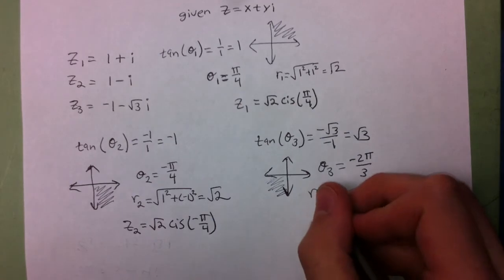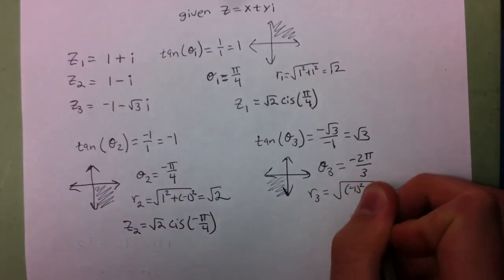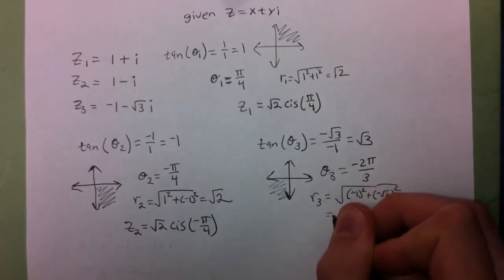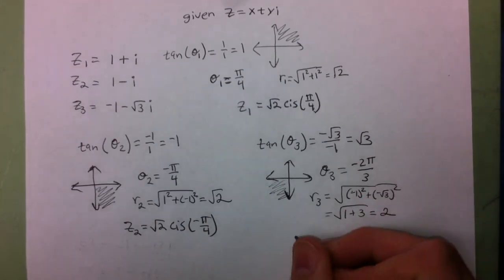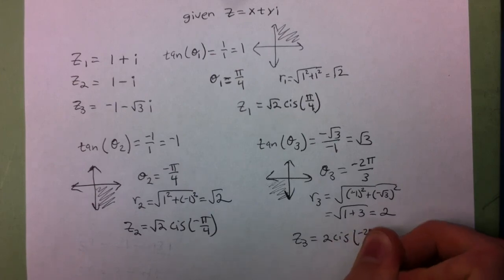And then when we calculate r sub 3, the square root of negative 1 squared plus negative root 3 squared, which is the square root of 1 plus 3, which is 2. So z sub 3 equals 2 cis of negative 2 pi thirds.